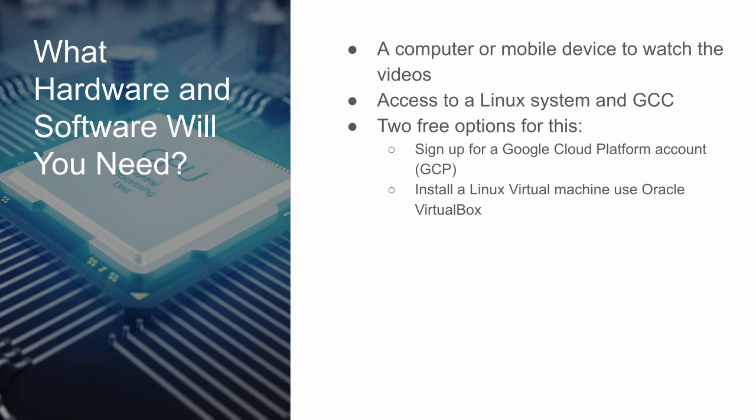One is you can sign up for a Google Cloud Platform account, GCP. You can sign up for a free account there and use the Linux machine that's part of the free account, and I'll show you how to do that. That's the preferred option, and that's what I'll be showing you as far as demonstrations from the command line. The other option I'll show you is how to install a Linux virtual machine using the Oracle VirtualBox, and both of those are free to download as well.